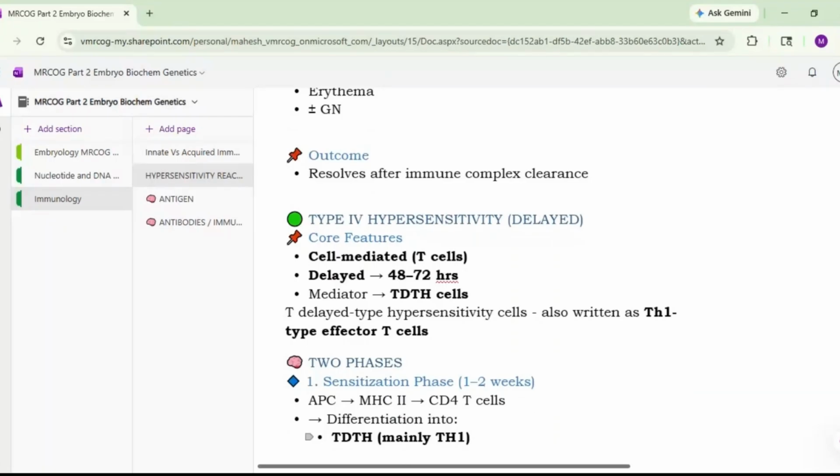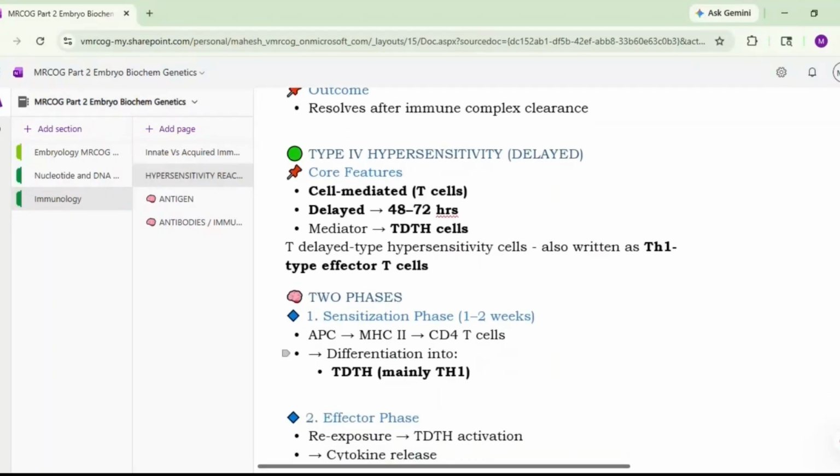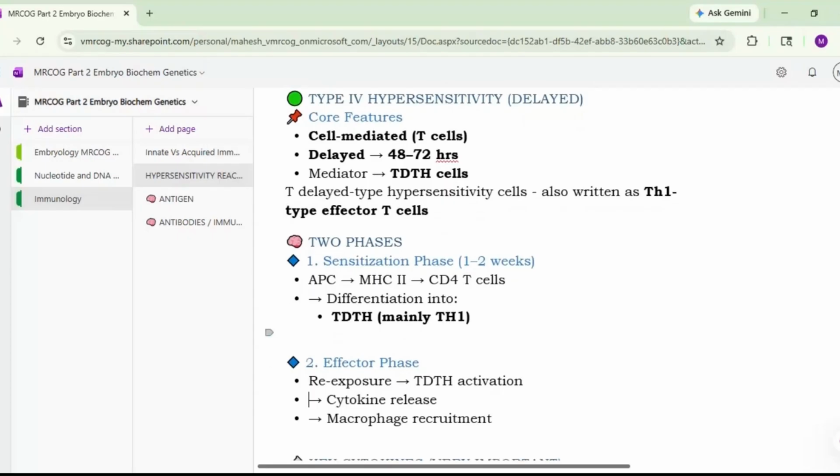There are two phases. The first phase is the sensitization phase, and the second phase is the effector phase. What happens in the sensitization phase, which happens over a period of 1 to 2 weeks? There are antigen processing cells. These antigen processing cells will process and present the antigen via MHC class 2 to the CD4 T cells. Then CD4 T cells will further differentiate into TH1 type of cells. Here the TH1 type of cells are responsible.